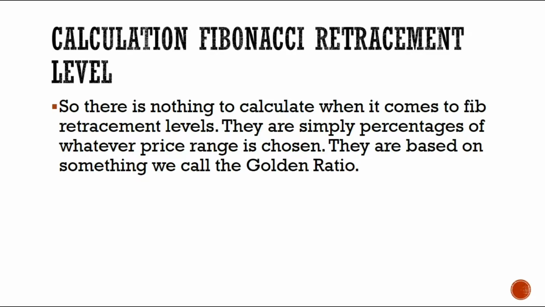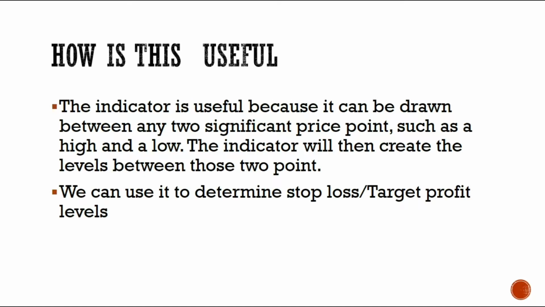The golden ratio is a sequence of numbers starting with zero and the number itself, and we keep on adding the next number to get the next number. That is basically how the golden ratio works. Let's look at how this is useful.